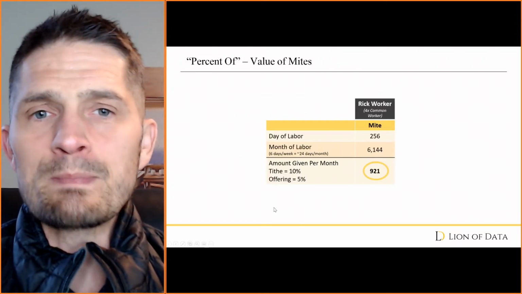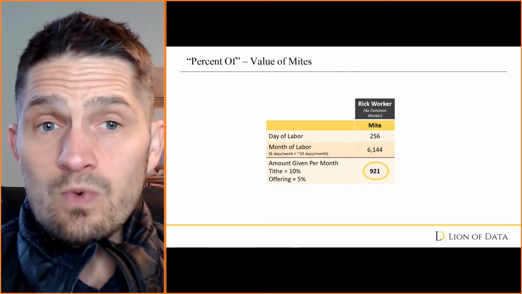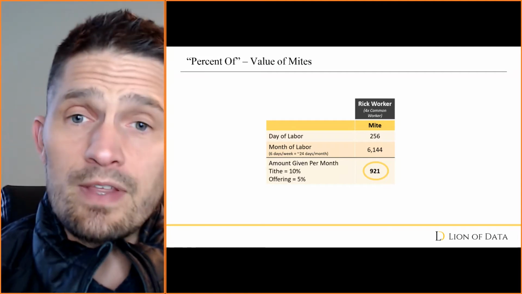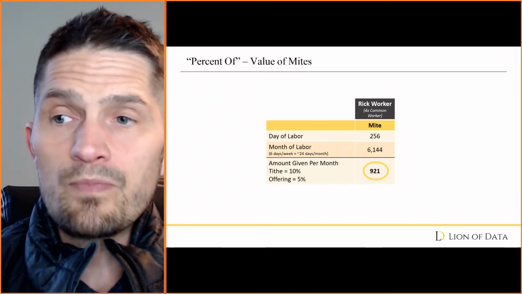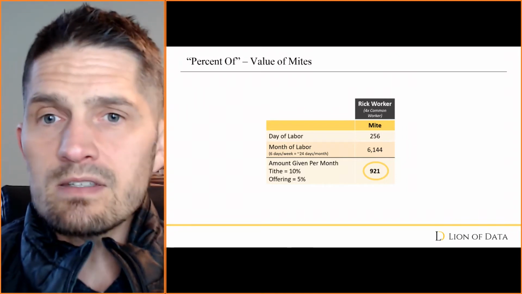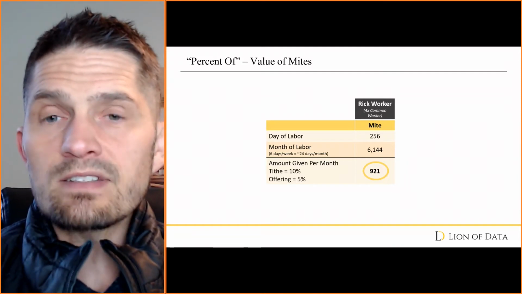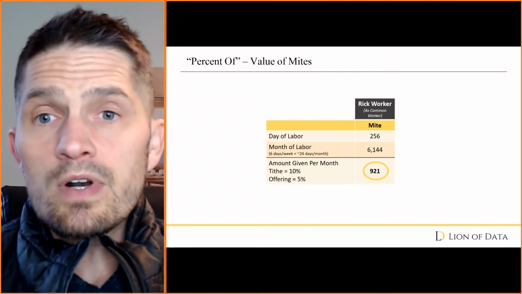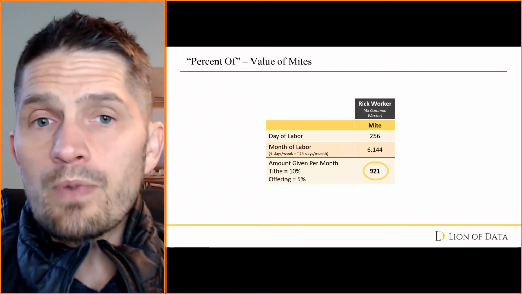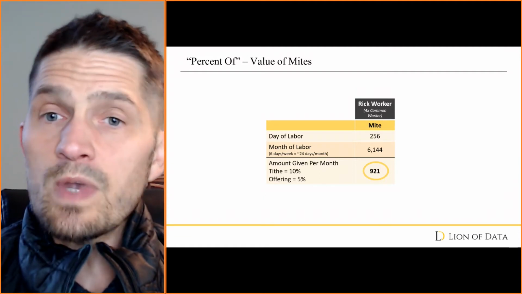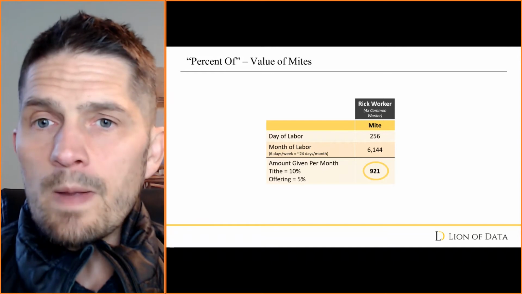This next one focuses on the value of mites, specifically for the rich worker. I'll save you all the data. Basically, I looked at a common worker in Israel and what they made, using mites as an example, because that's what we're given in this passage. A common worker would make about 64 mites a day. If they work 6 days a week, per month would be about 1,500 mites a month. So that's a common worker.